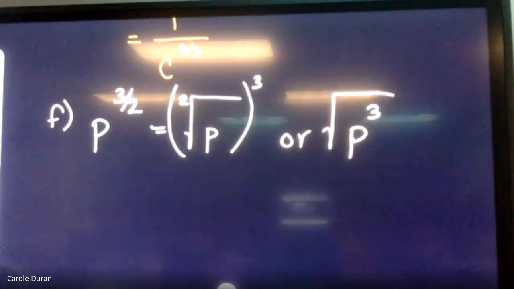Questions, concerns, or issues? Can we leave the 2 out there? If you wanted to, absolutely. It's not wrong. It's just that we know when we see one like that, it's automatically a square root to us.